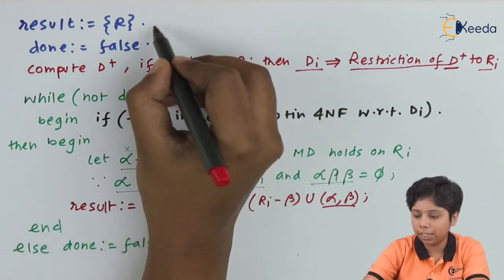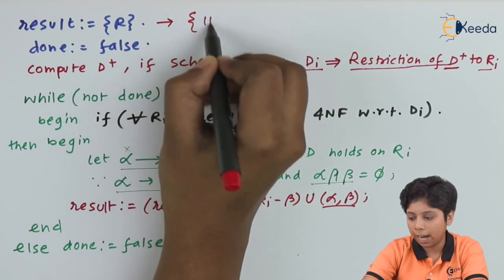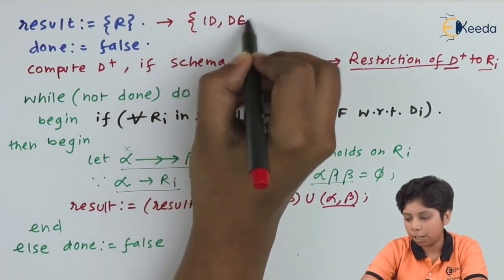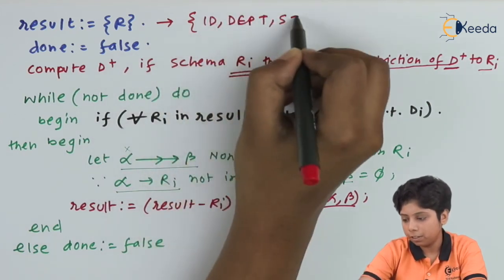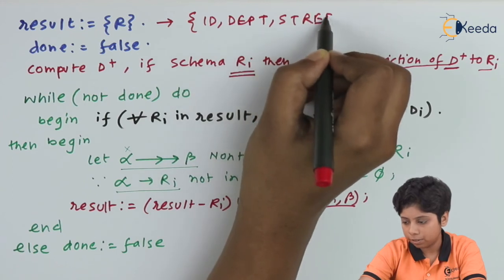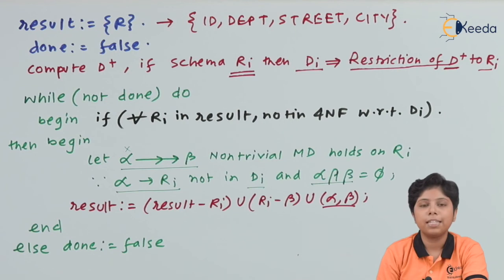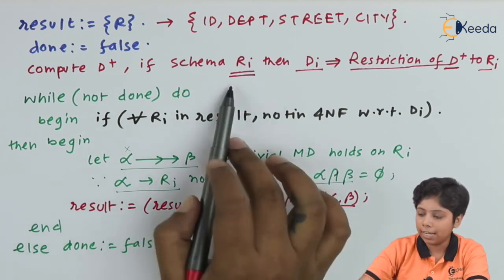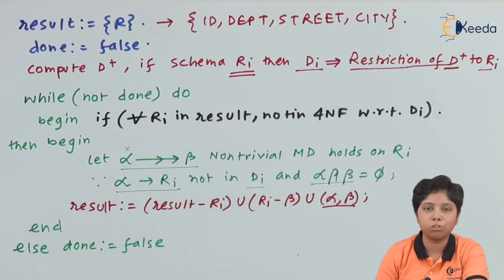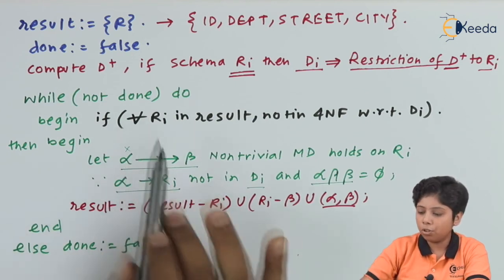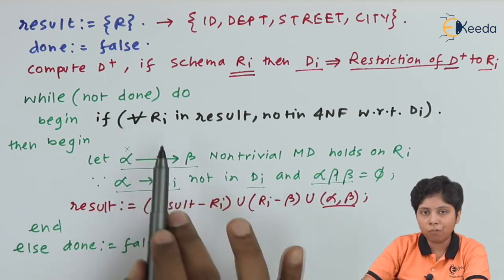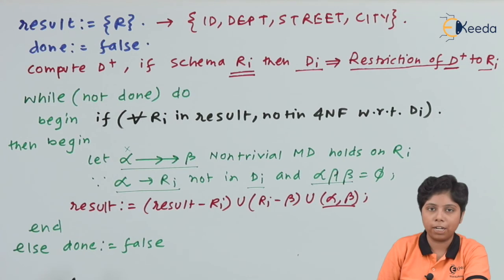First, I am starting with the result set, that is ID, department, street, city. Now I am finding such an Ri that no restriction belongs to. So there is no Ri for now that belongs to 4NF.